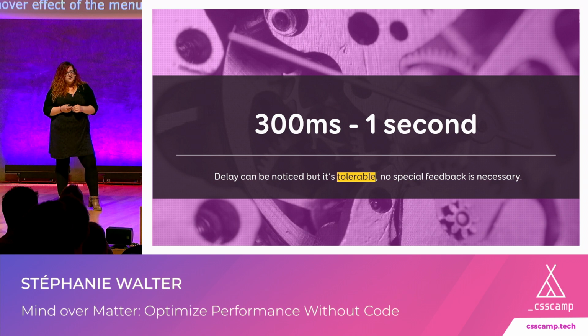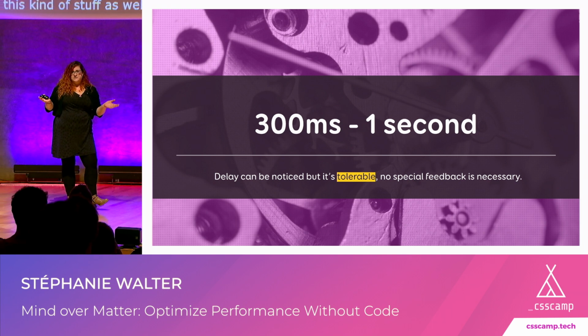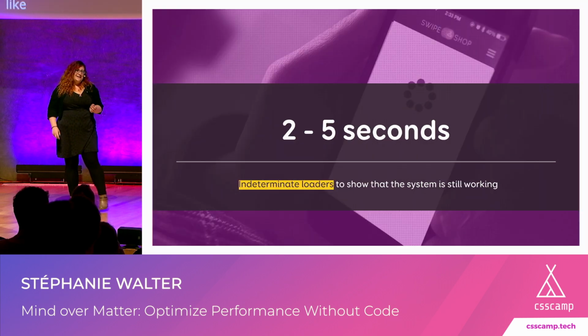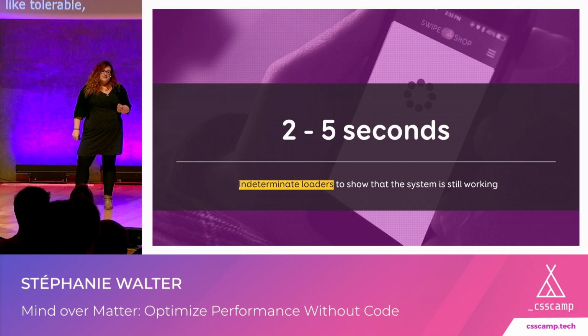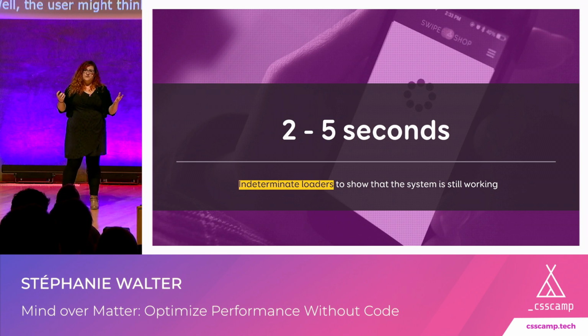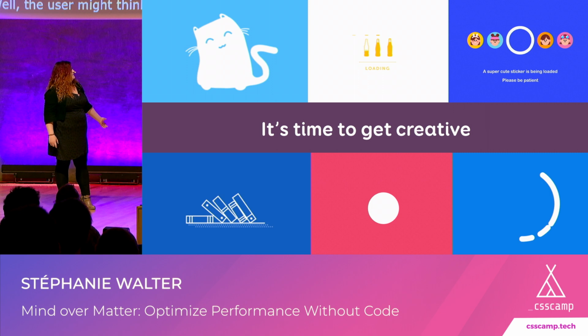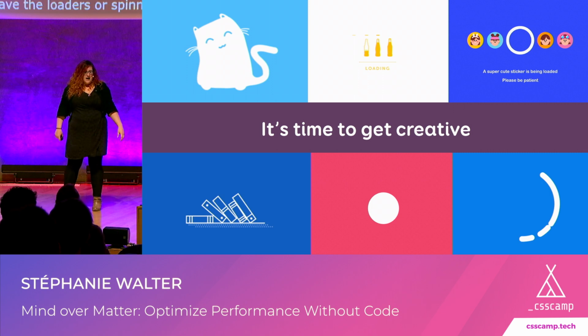Between 300 milliseconds and 1 second, usually the time is tolerable, so you don't really need to do anything about that. Between 2 and 5 seconds, well, users might think your system froze if nothing is happening, so you want to have loaders or spinners to indicate loading time.